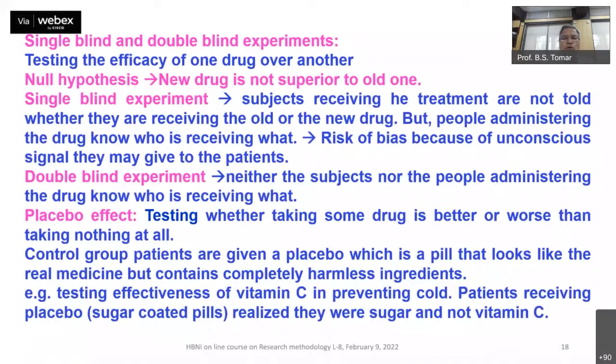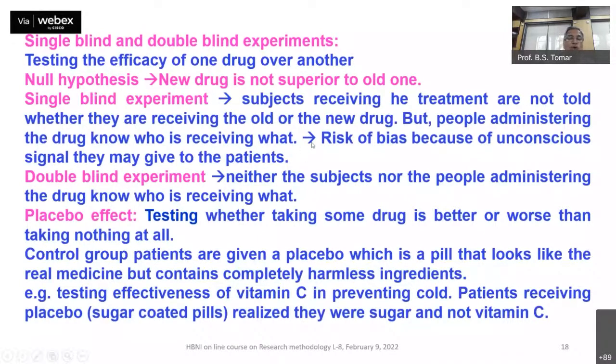They do not know who is receiving the old and who is receiving the new drug, so it is a blind experiment. Single blind means that the people being treated don't know, but the people who are administering know. That is the meaning of single blind. The people who are doing the survey, injecting the drug into the people, know whom they are injecting with the new one and whom with the old one. But the people who are being treated do not know whether they are getting the old or new.